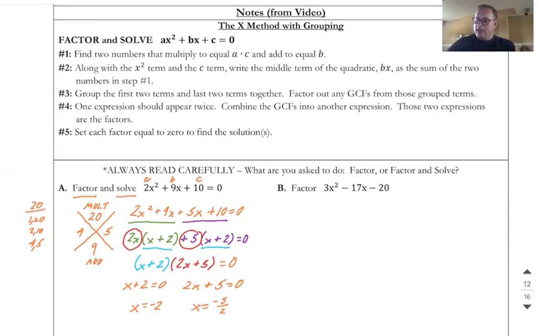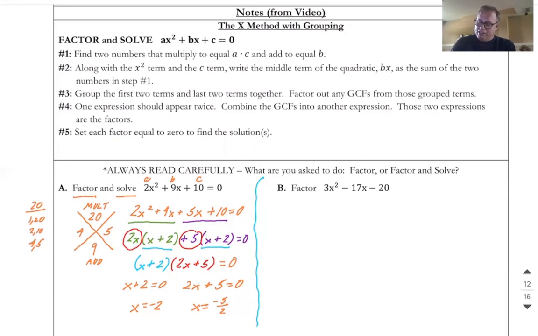So let's go ahead and go through this one more time. Now you'll notice on B that it just says factor. It's not equal to 0. So that kind of tips us off a little bit as well.